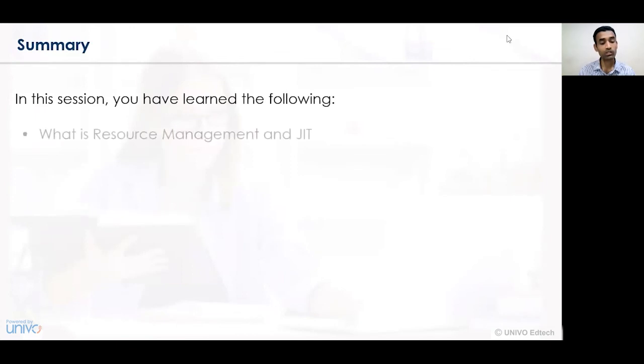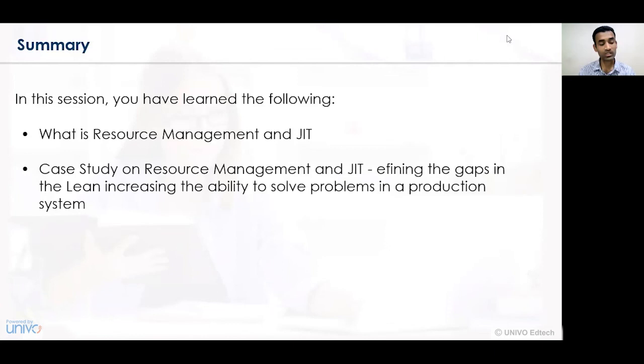So now let's summarize what we have learned in this particular session. In this session, we have understood what we mean by resource management and what the concept of JIT is. We have also studied a particular case study on resource management and JIT, that is how we define the gaps in lean and the ability to solve the problems in the business organization.